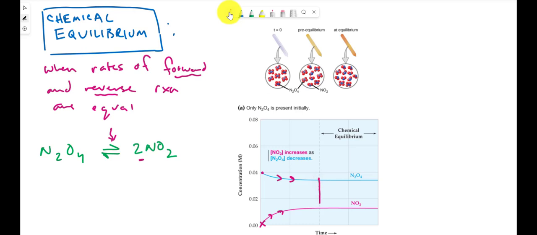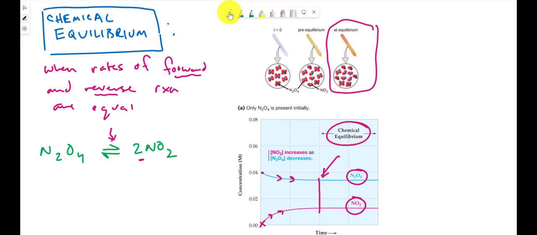And at some point, which is noted by this dashed line, the concentrations of those two things don't change anymore. And that's what's noted in this portion of the schematic. The ratio of N2O4 and NO2 are exactly the same, doesn't change. But what's important to know, and I should say this is the moment we are at chemical equilibrium in the system, because the concentrations of both these species are exactly the same at any given moment in time.